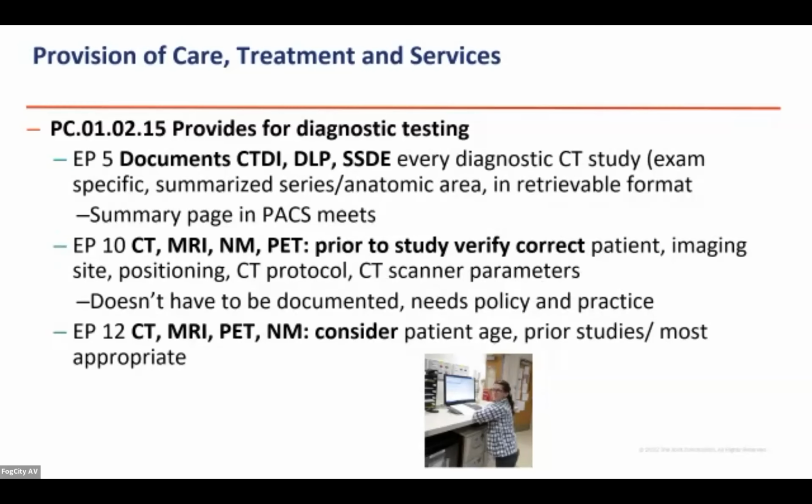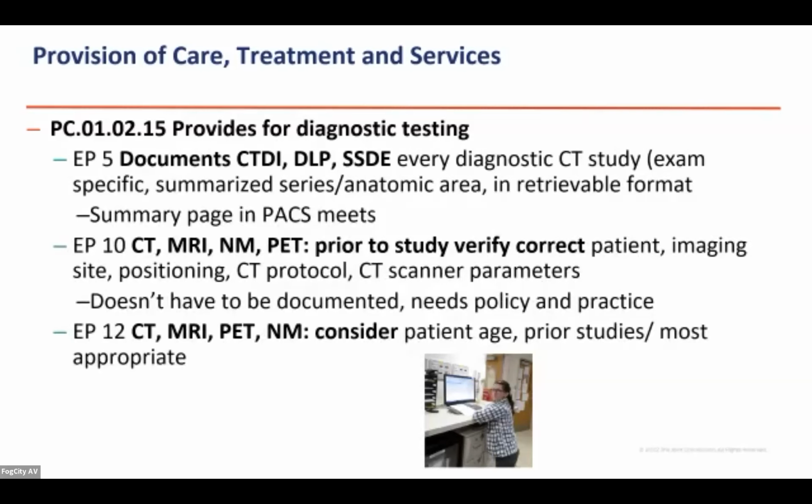EP10 says that for all those advanced imaging modalities, CT, MRI, nuclear medicine, PET, prior to actually performing the study, the operator takes time to verify that they've got the correct patient. Of course, you're going to do that. That's the red rule or whatever you call it in your organization, that they've got the correct imaging site. So they looked at the order, they know what they're doing, that they're going to position the patient correctly.